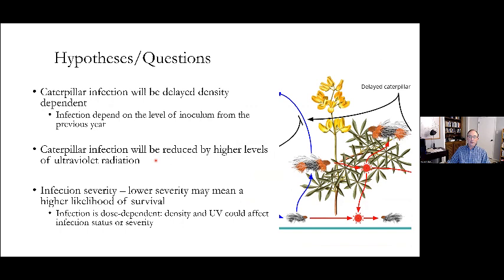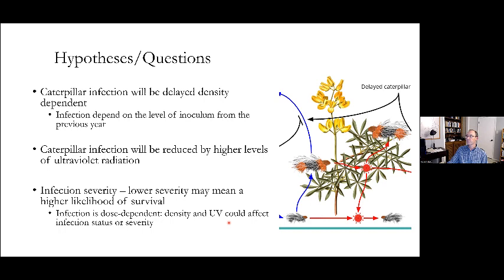We expected decreases in infection with higher levels of ultraviolet radiation. We expected also that infection severity may actually alter the survival of the caterpillars. So there's a dose-dependent effect depending on growth density and UV in our system, we expected.